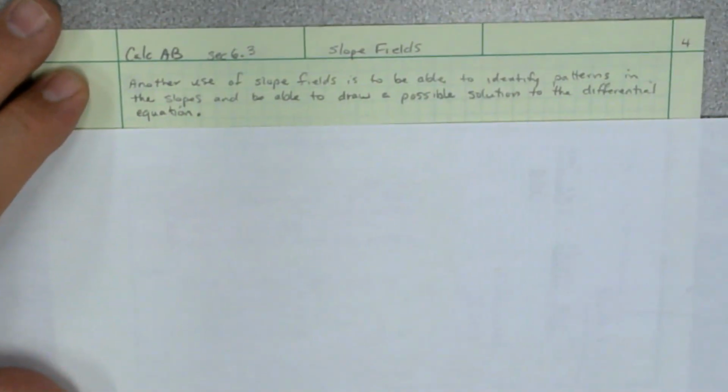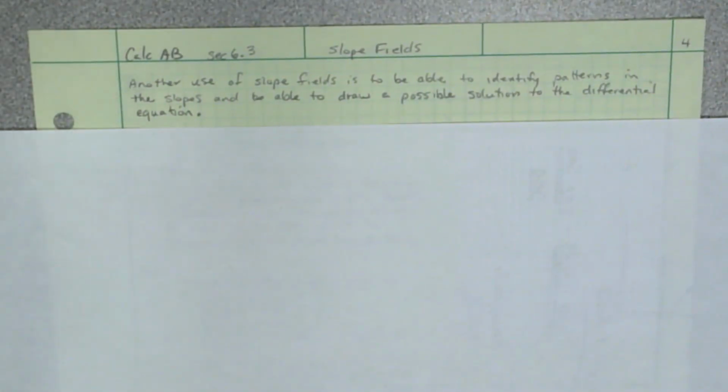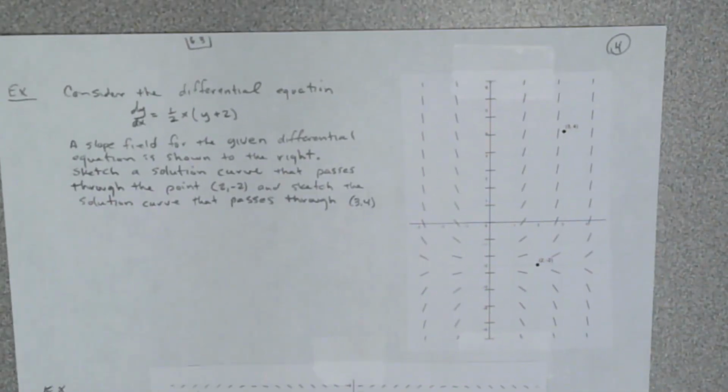Let's take a look at some other questions that might come up. Another use of slope fields is to be able to identify patterns in the slopes and be able to draw a possible solution to the differential equation. Okay? So we're going to take a look at this one and see how I might do something like this. This is another question you will see on the AP exam and also on your test. So I got several of these. Again, I won't do them all. I'll just give you an idea of how to go about doing this.